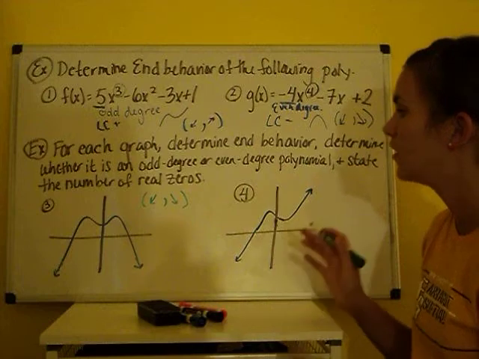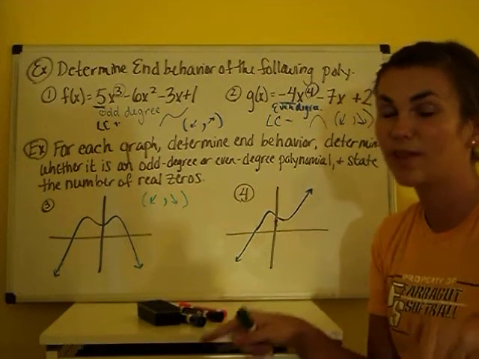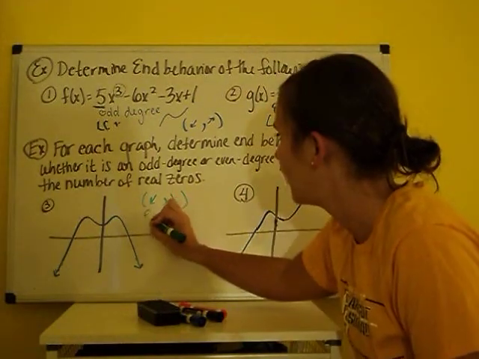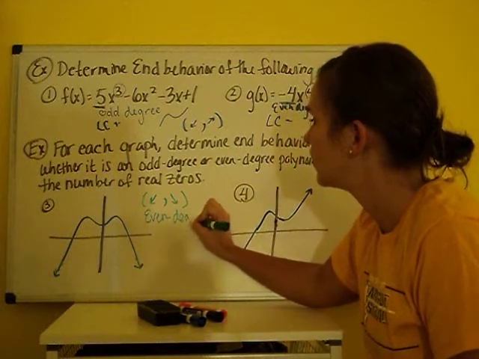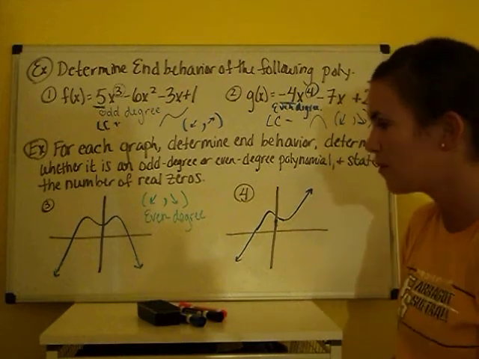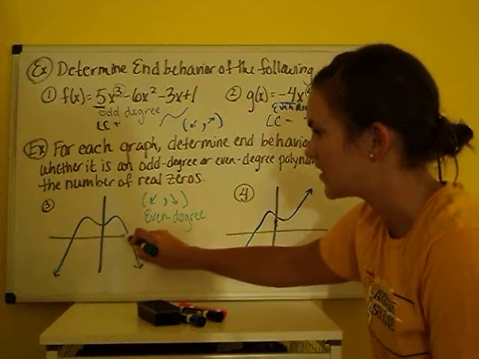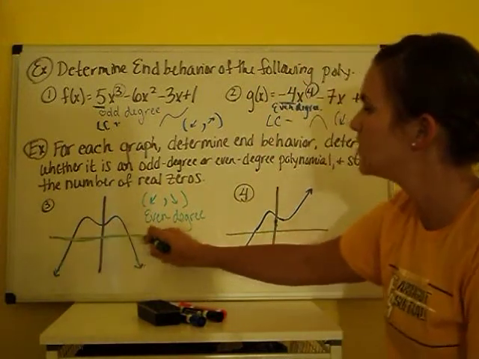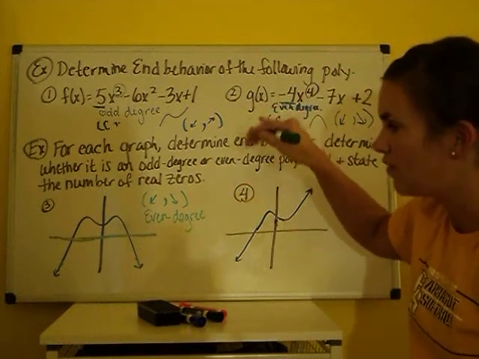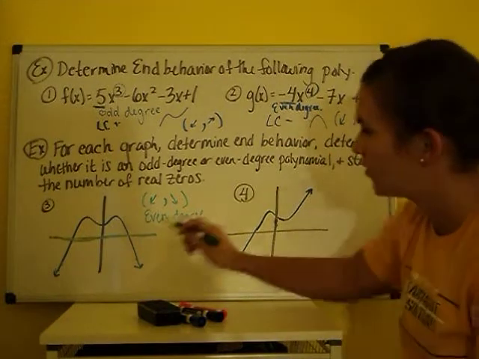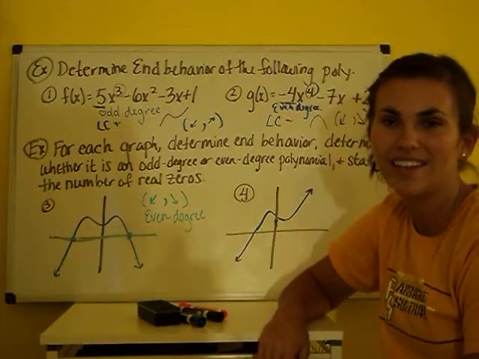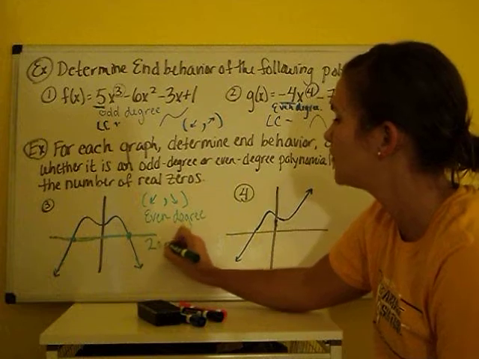Okay? If both arrows are going down, if they're in the same direction, does that mean that it is even or odd? If you said even, you are correct. This is an even degree polynomial. And state the number of real zeros. Remember, zeros are where we cross the x-axis. Okay, real zeros are when we are actually crossing it or touching it. Imaginary zeros are when we have no touching of the x-axis. Okay, so here my graph is going through 1, 2, it's going through the x-axis twice, which means that this one is going to have 2 real zeros.